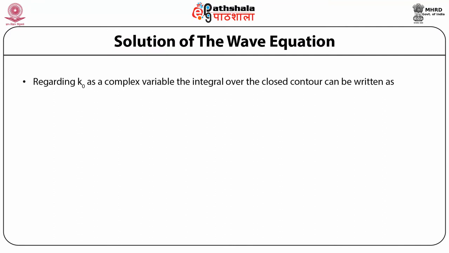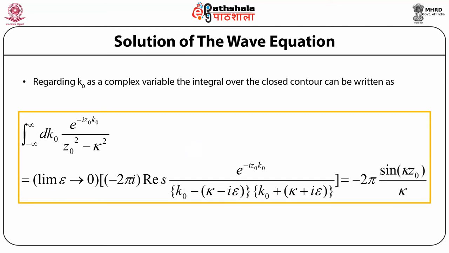Regarding k naught as a complex variable, the integral over the closed contour can be written as the integral from minus infinity to plus infinity d k naught e raised to power minus i z naught k naught divided by k naught square minus chi square, which is equal to the limit epsilon tending to zero of minus 2 pi i into the sum of residues of e raised to power minus i z naught k naught divided by (k naught minus chi minus i epsilon) into (k naught plus chi plus i epsilon), which equals minus 2 pi sine chi z naught divided by chi.